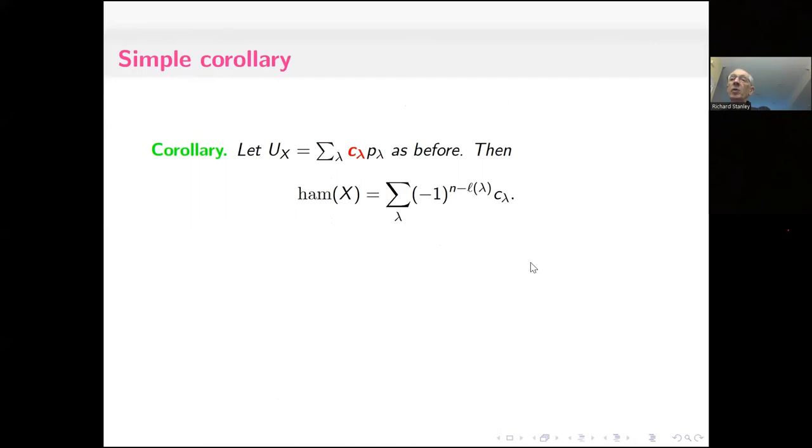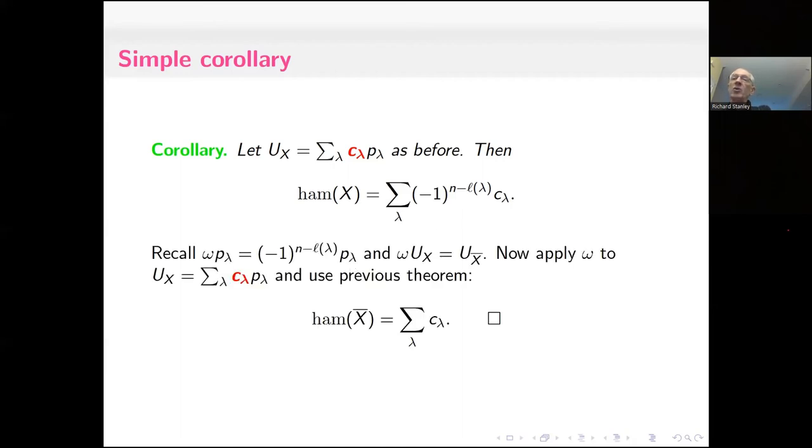Well, the immediate corollary, what we just get by applying omega, is that if we want the number of Hamiltonian paths in X rather than X complement, we just take the sum of C lambda multiplied by this sign, which in the theory of symmetric functions is denoted epsilon lambda, minus one to the n minus l lambda. That you'd simply get by applying omega to this previous theorem and using its action on UX and on P lambda.